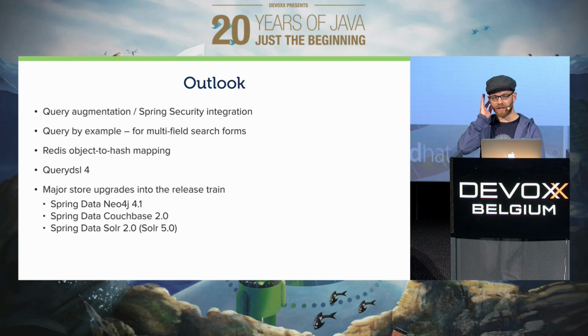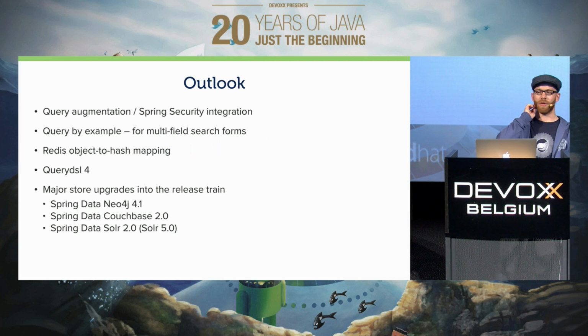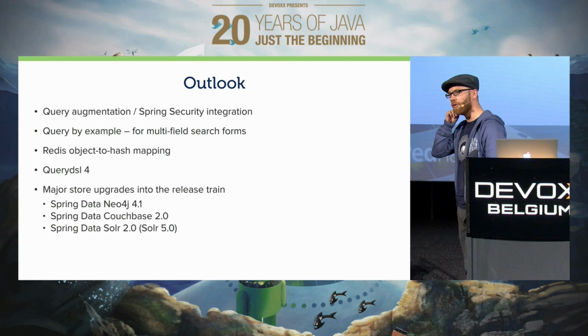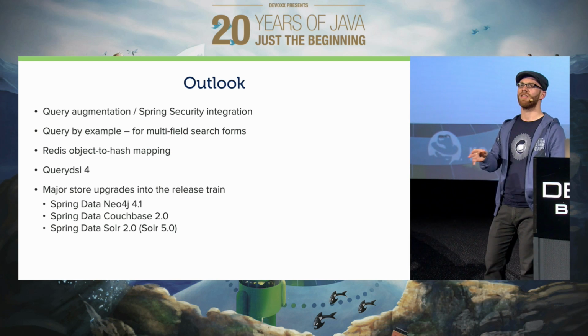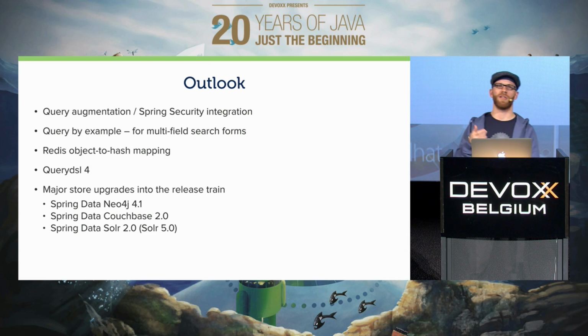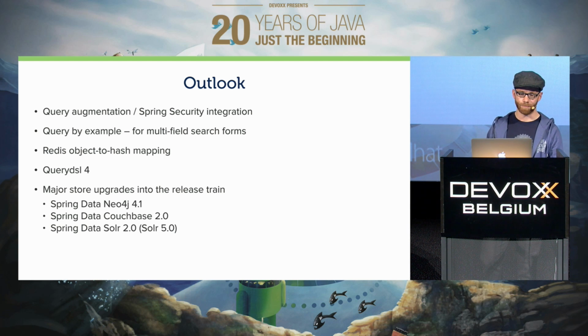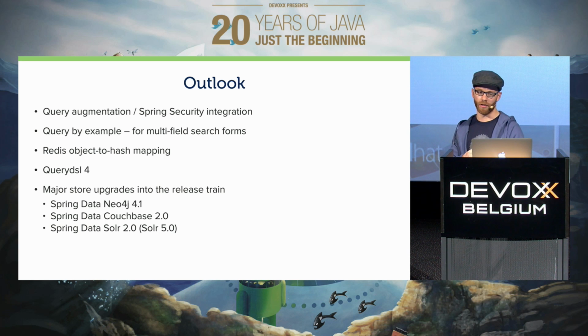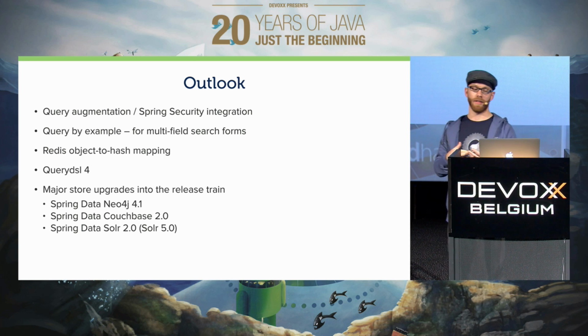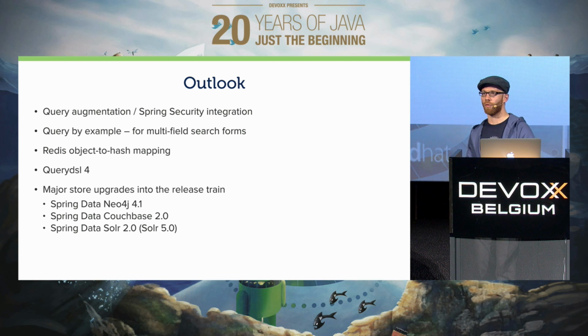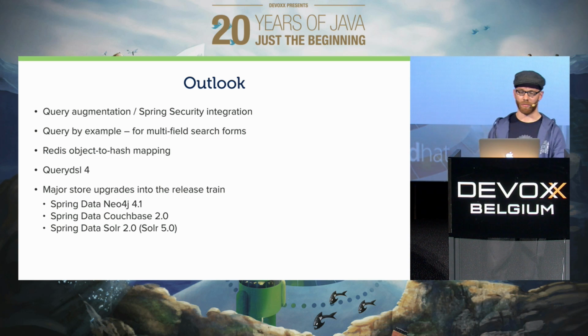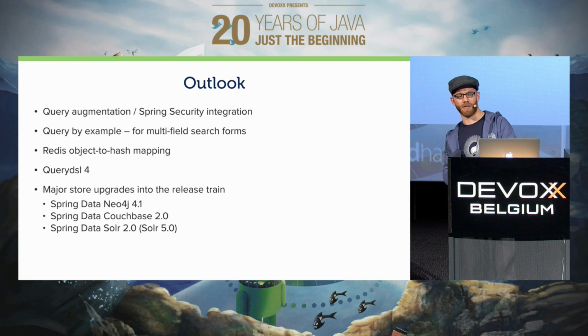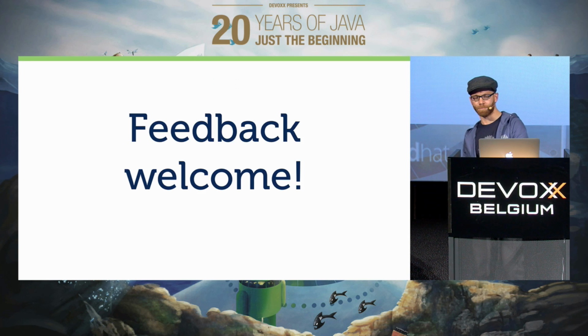So what's coming in the next release is we're still working on something called query augmentation, which would allow you to implement things like soft deletes in repositories, or secure your entire repository, say, okay, you want to have ACLs or something on your repositories. We're working with the Spring Security team there. Christoph, my colleague, is working on Redis object mapping, and there will also be a Querydsl 4 upgrade, a major upgrade in the Querydsl library, plus some major revamps in the store implementations. All right.